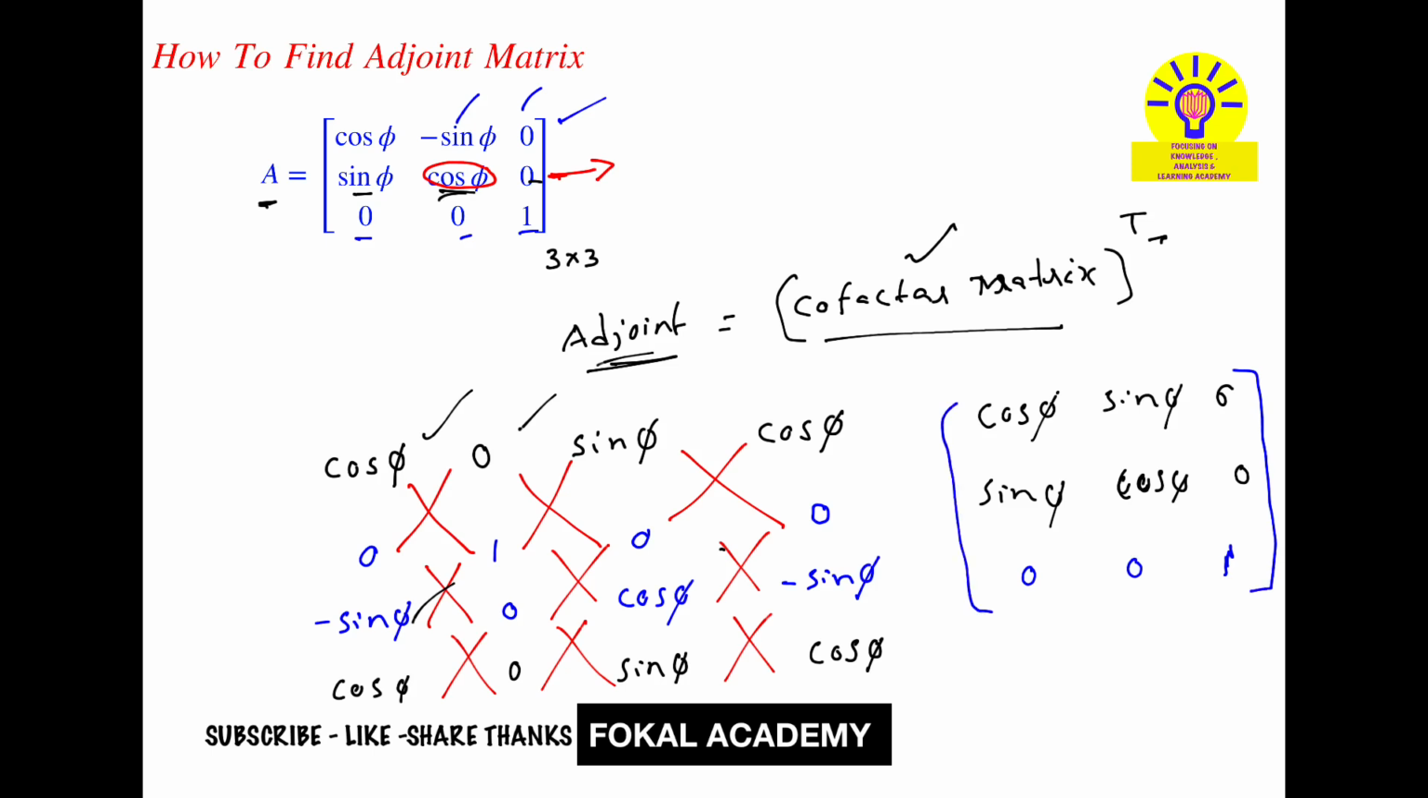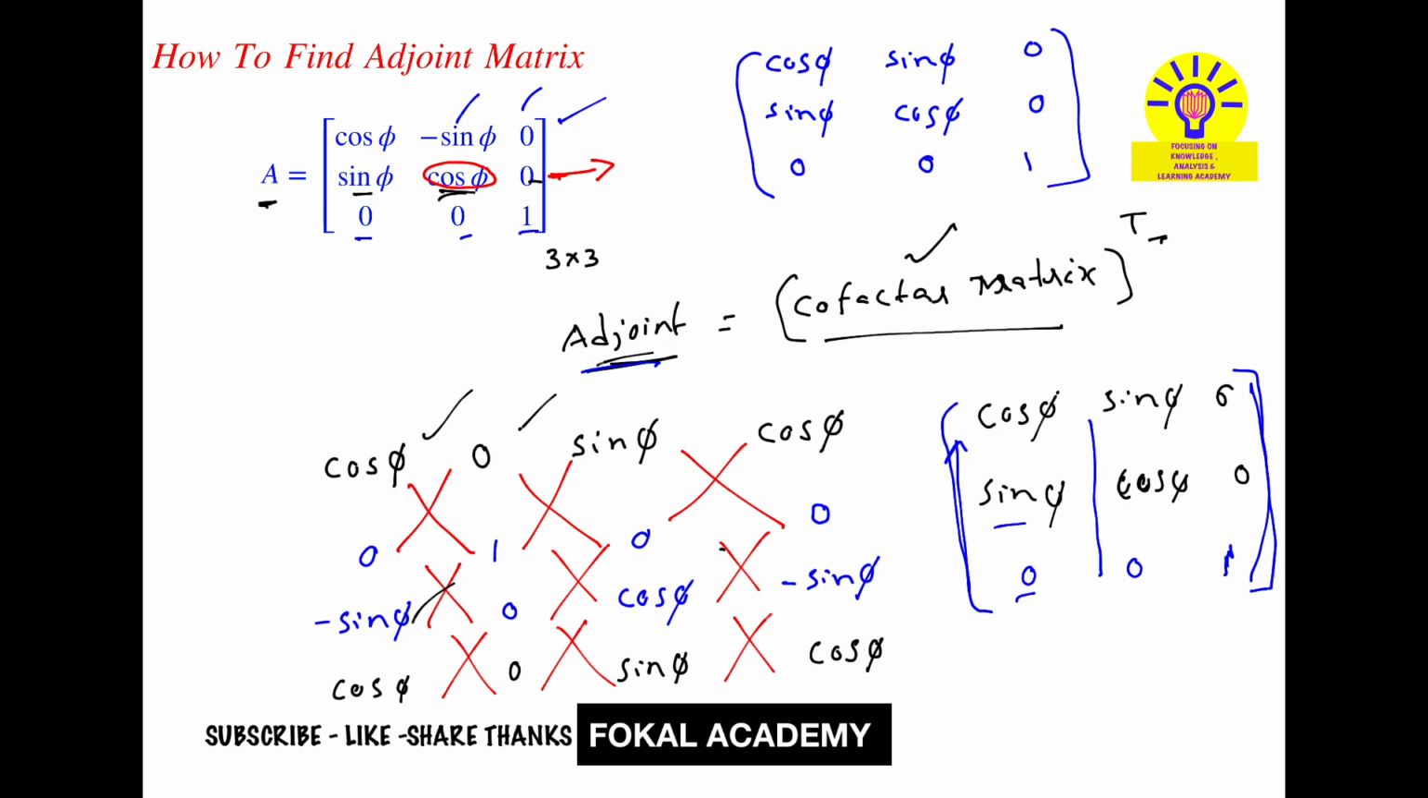Now transpose this matrix to get the adjoint matrix. Transpose means interchange of rows and columns. So this first column is written as the first row, that is cos pi, sin pi, next 0. Now convert the second column to the second row: sin pi, cos pi, 0. Now convert the third column to the third row: 0, 0, 1. So this is the adjoint matrix for the given matrix A.